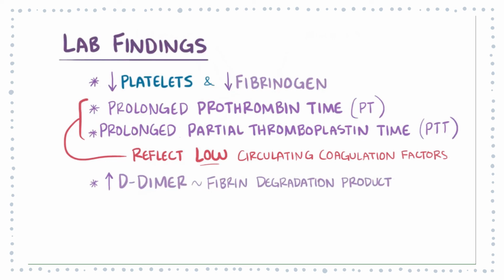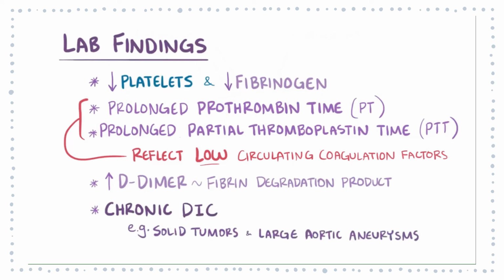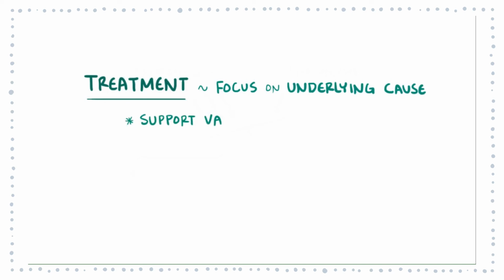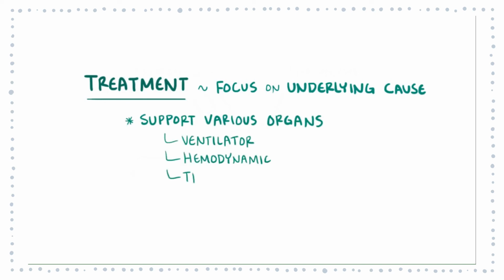Now, it's worth mentioning that in some cases, disseminated intravascular coagulation can be a more chronic process, like in individuals with certain solid tumors and large aortic aneurysms. And in those situations, there might be physiologic compensation, which makes the lab results look relatively normal. In either acute or chronic DIC, the treatment focuses on treating the underlying cause, because that's what drives the activation of the coagulation cascade. In addition, the goals are to support the various organs using measures like ventilator support, hemodynamic support, and transfusions if they're needed.